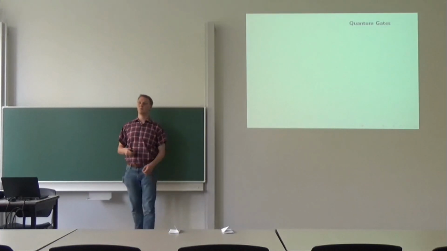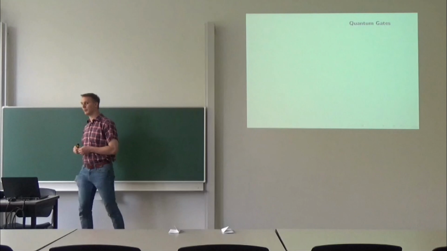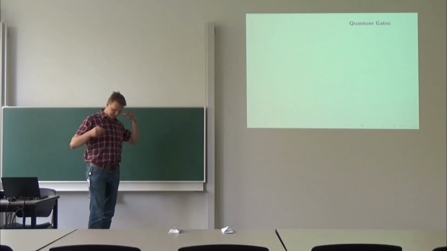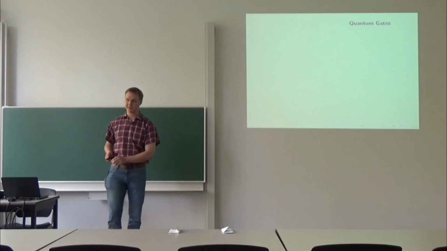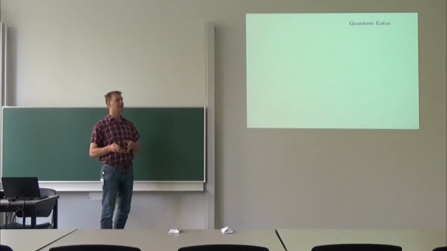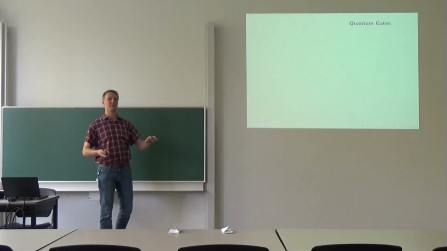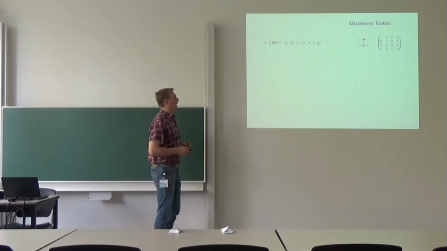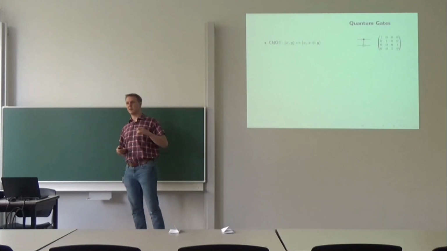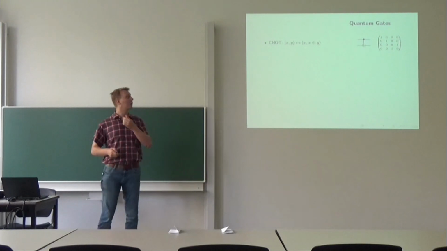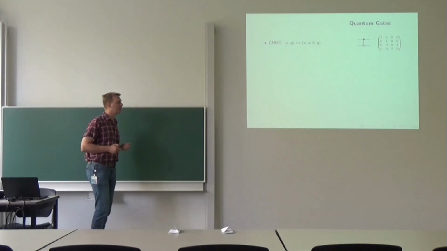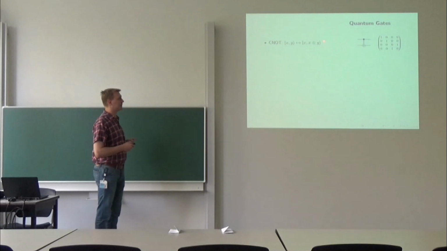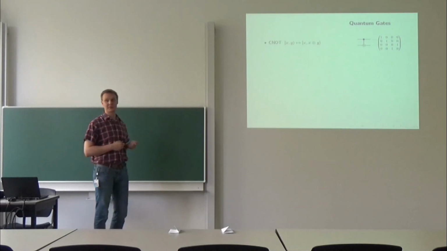So the way you realize quantum computation is by defining a circuit composed of gates, where every gate affects only a couple of qubits and leaves the other ones intact. So let's see a couple of gates. We have the controlled NOT gate. It flips the second qubit only if the first qubit is set.